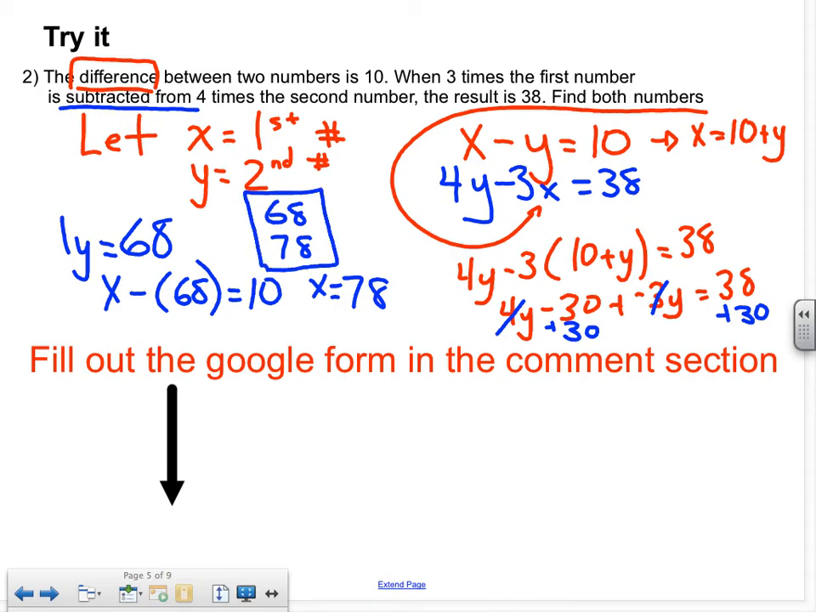Okay, and once again, you can check by plugging in, check it in context, check that it makes sense. You don't want to make any substitution or elimination errors.